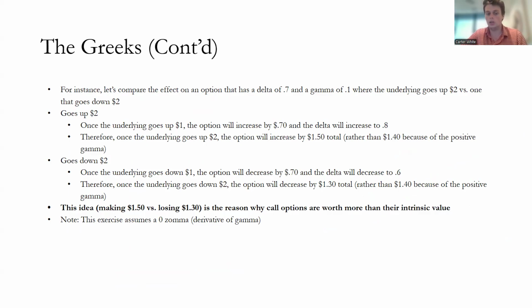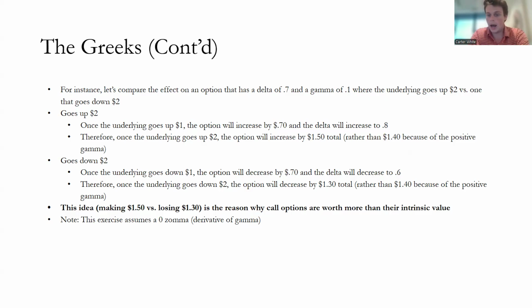Versus if the underlying goes down $2, that first dollar, the option will decrease by 70 cents, but the delta is going to decrease to 0.6. So then when it goes down by another dollar, the underlying, the option will only decrease by 1.3 total, 0.7 and then 0.6. You can see if things go well, you make $2 on the underlying, the option will go up 1.5. Versus if things go bad, the underlying goes down 2, you only lose $1.30.